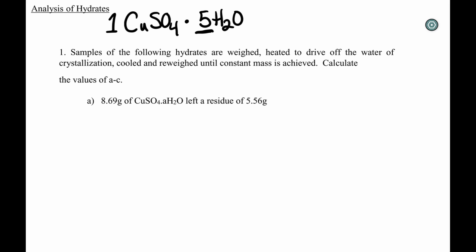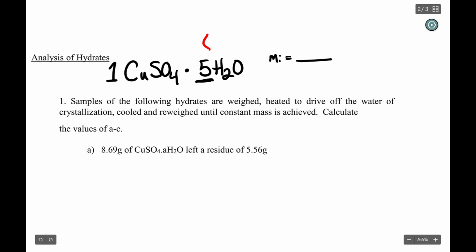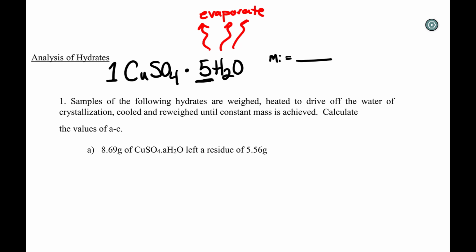The way you would do this in the lab is you would weigh out a sample of your hydrate. You'd take the mass of it initial, and then you would heat it up in a crucible using a Bunsen burner. When you heat up the hydrate, it drives off the water. This will evaporate off, and so the compound is going to lose mass. So this is going to be a larger mass, this value here is going to be bigger. And then you would weigh it again. I'm going to call it final 1.